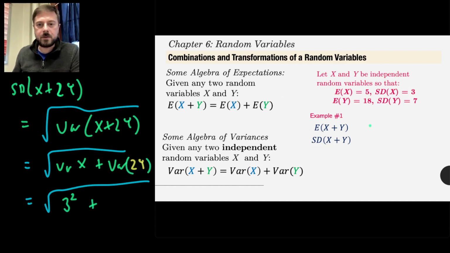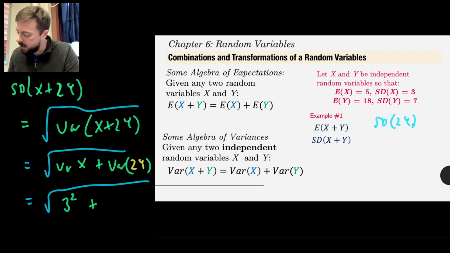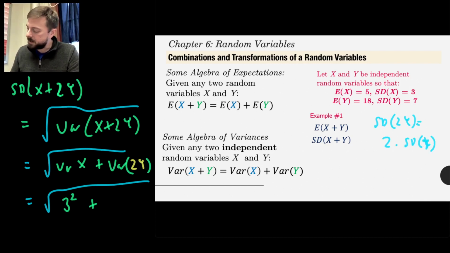What is the variance of 2y? Remember that the standard deviation of 2y will simply be 2 times the standard deviation of y, because that's a linear transformation like we learned earlier in our course, early in the year. So this will be 2 times 7, or 14. And that is what gets squared. It's 14 squared.